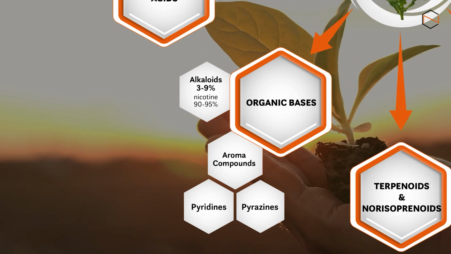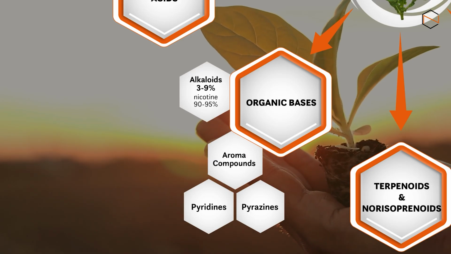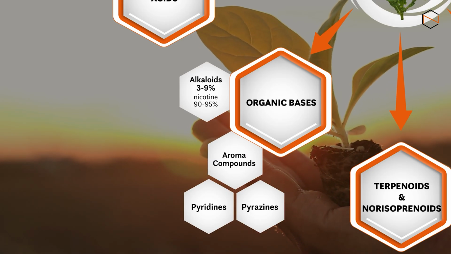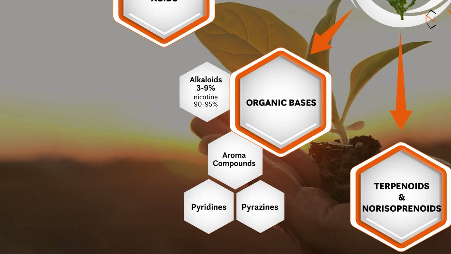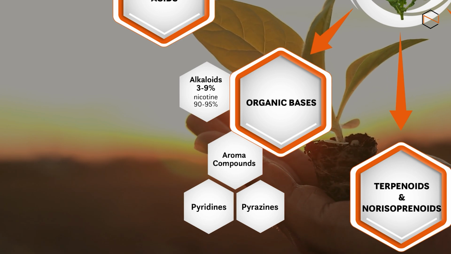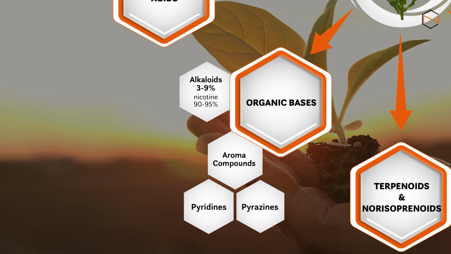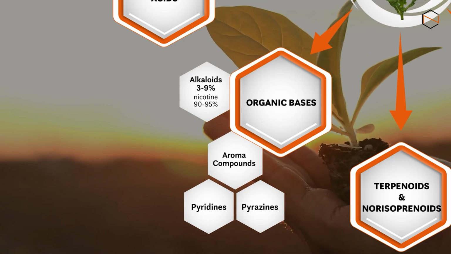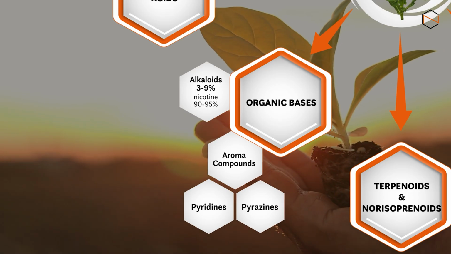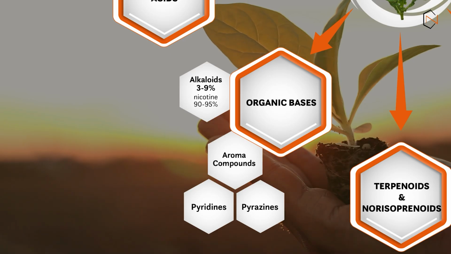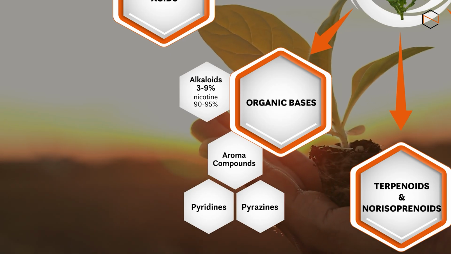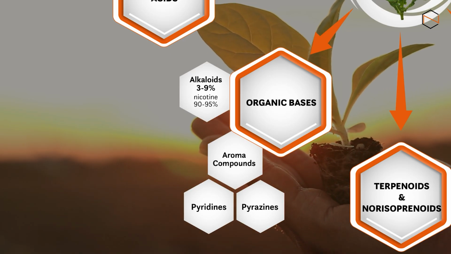pyrazines. The total content of alkaloids is around 3 to 9% of organic bases, and nicotine is accounting for approximately 90 to 95% of them. It means that the total content of nicotine in the tobacco leaf is around 2 to 8%. The other compounds of organic bases are pyridines and pyrazines, two groups of aroma compounds. Removing these compounds is crucial for obtaining odorless, pure nicotine.